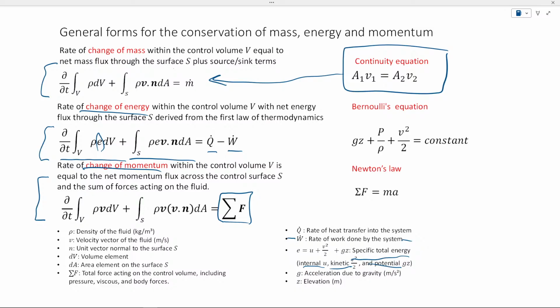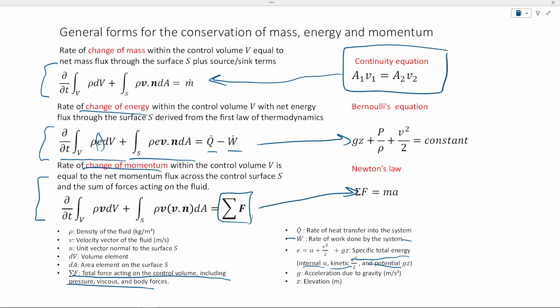Okay, so that is the total forces acting on the control volume. And a special case of this one would be what? The Bernoulli equation. A special case of this one would be Newton's law.